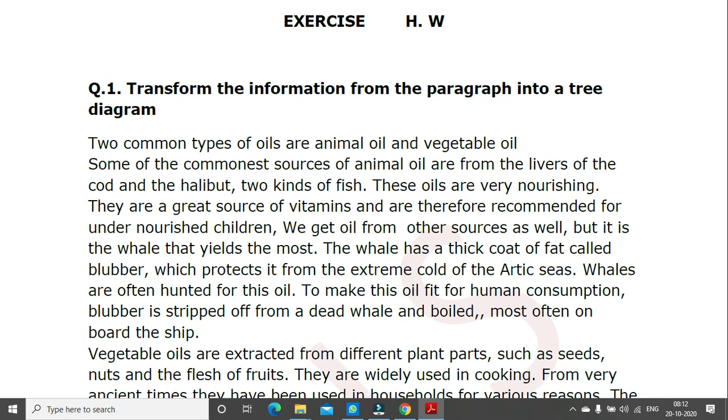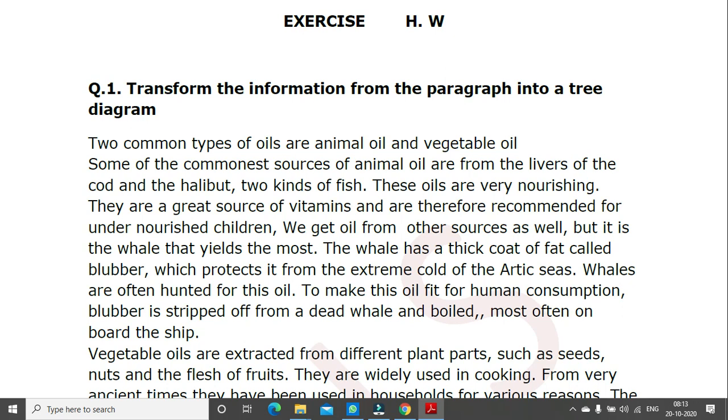Two common types of oils are animal oil and vegetable oil. Some of the commonest sources of animal oil are from the livers of the cod and the halibut, two kinds of fish. These oils are very nourishing. They are a great source of vitamins and are therefore recommended for undernourished children. We get oil from other sources as well, but it is the whale that yields the most. The whale has a thick coat of fat called blubber, which protects it from the extreme cold of the Arctic seas. Whales are often hunted for this oil.